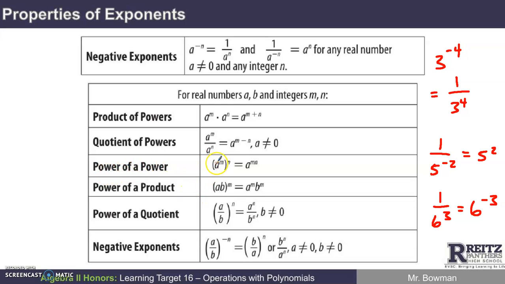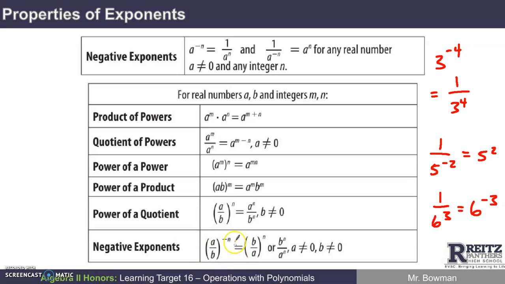A power to a power: if a to the mth is taken to the nth power, that's a to the m times n power. The power of a product: if you have a product of two things that are raised to the nth power, you can simply take each of those factors and raise them to the nth power. Here's the power of a quotient. If you have a quotient, a over b, to the nth power, you can simply take the numerator and denominator to the nth powers. And again, in this case, b can't be 0, because if it was, you're dividing by 0.